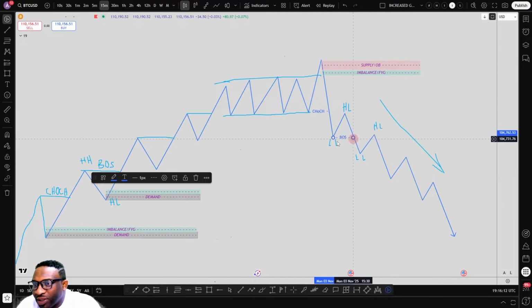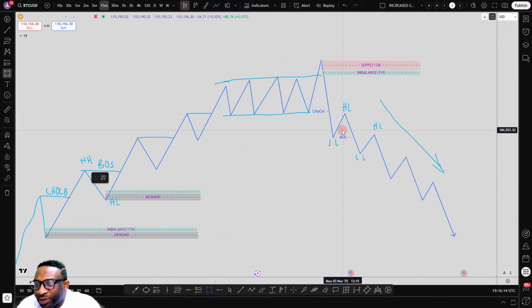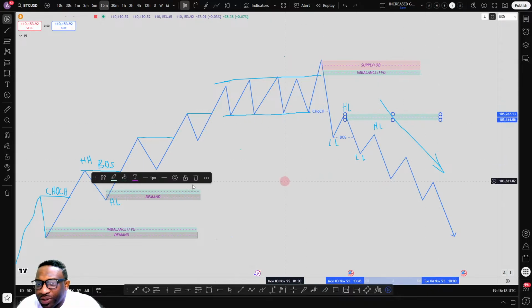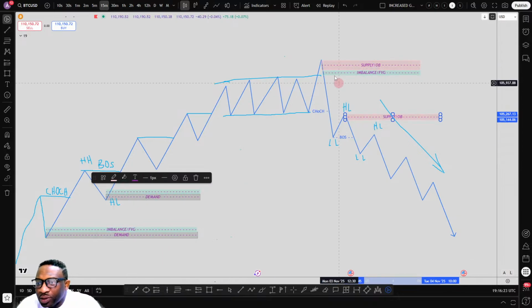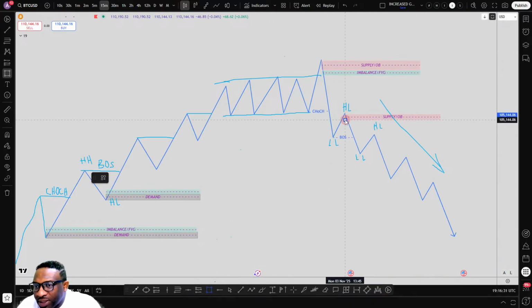A break of structure. So this break of structure, the origin will mark from here. This is the origin. That will be our supply zone. So if it's going downward, it's supply. If it's going up, it's demand area, we call it. So we want to see it as a valid area to take a trade from.